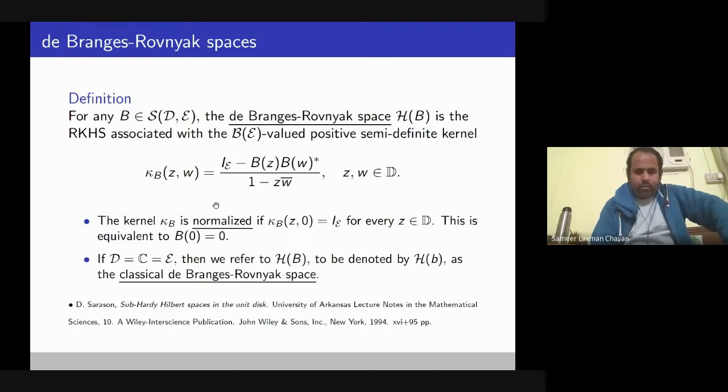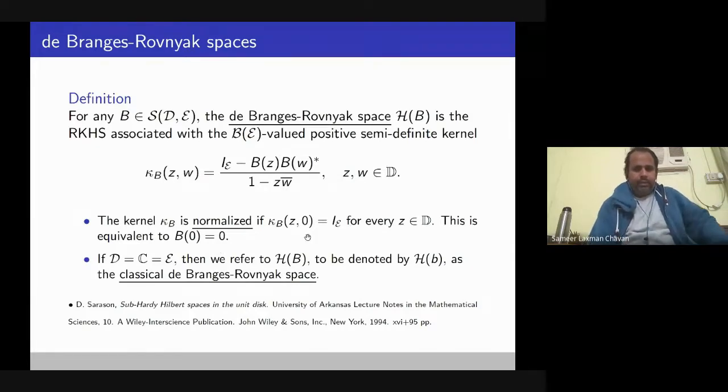So there are some technical definitions, like you say that the kernel is normalized if k_b(z, 0) is the identity operator. Because here we are talking about the operator valued kernel, so here you need identity. In case E is just one dimensional, you get just constant 1.